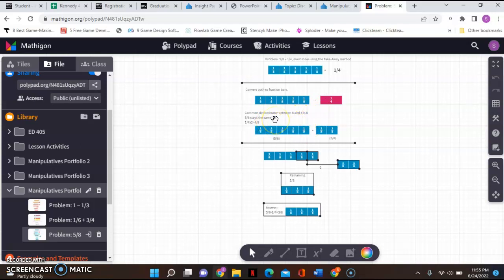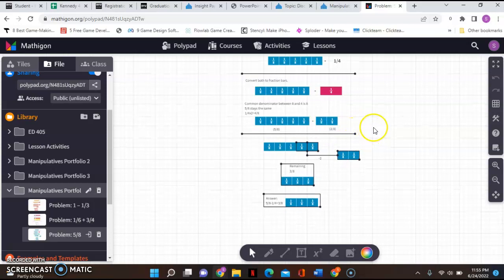And so 5/8 would stay the same. However, 1/4 times 2 is 2/8. Sorry, I did that incorrectly. But the equation is down here, 5/8 minus 2/8.